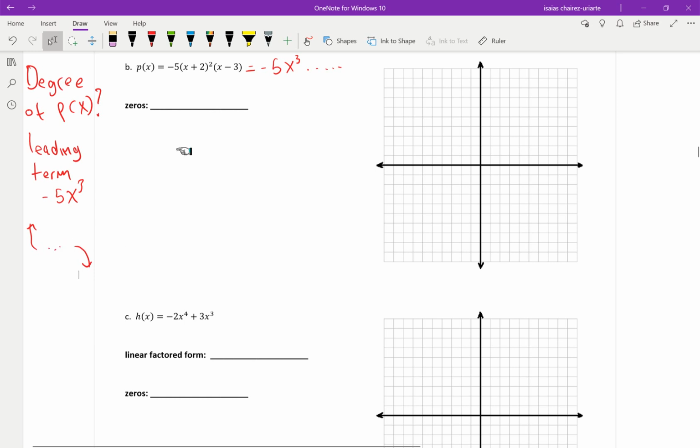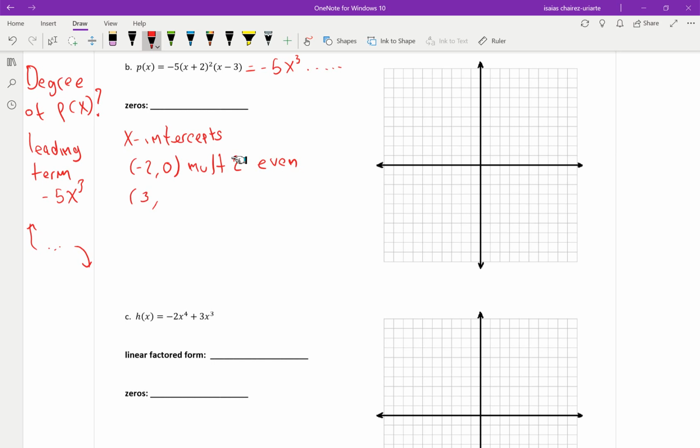So then let's identify the x-intercepts. I think my x-intercepts are going to be negative 2, 0. That corresponds to this factor right here, x plus 2. Well, negative 2 is what makes that part 0. Let me think about the multiplicity of this x-intercept. I would say that the multiplicity is 2, so even. My other x-intercept is 3, 0, and it has multiplicity 1.